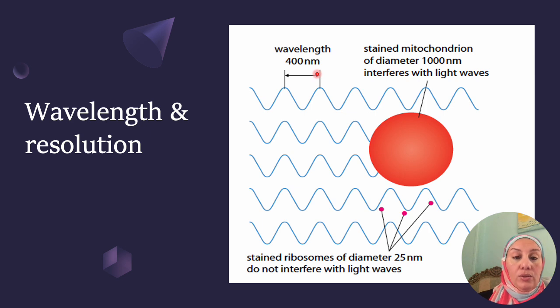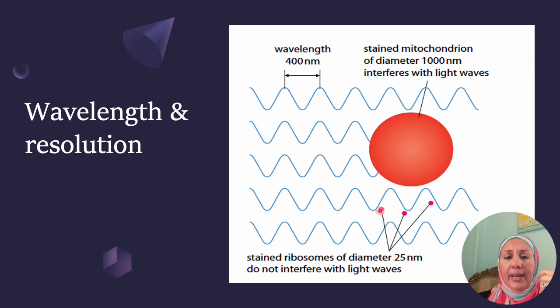What is the significance of that number? Well, we can see that these wavelengths are stopped by certain objects. Here it is a mitochondrion that has a diameter of 1,000 nanometers, which is obviously bigger than 400 nanometers. So they will stop these light beams, and in the end, your eye will receive light from areas, but this certain area, which was the mitochondrion, less light will pass through it. So it appears darker, so you can see it.